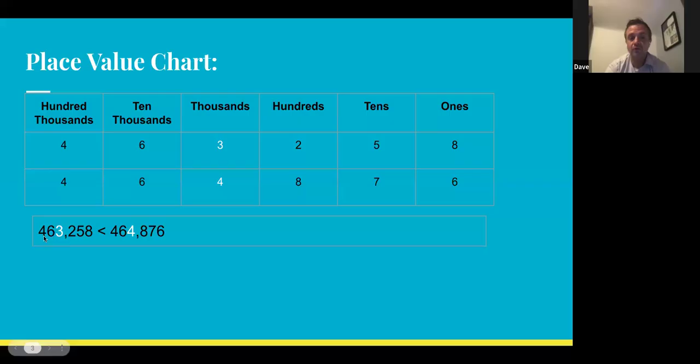So the very first thing I do is read my number, 463. Then I tell you what column or unit it's in. 463 thousand, 258 is less than 464,876. So I know this is a really big number.